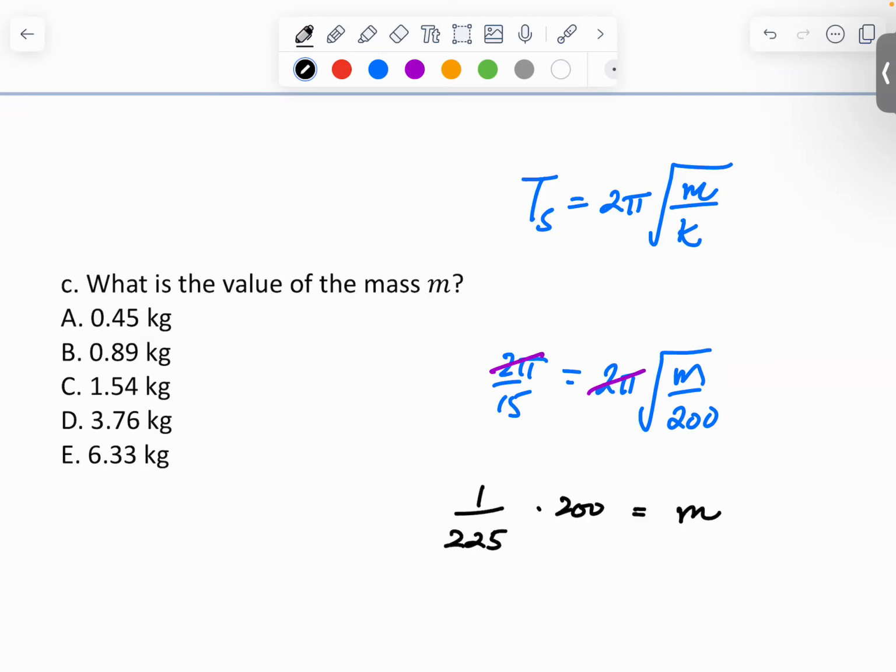So 200 divided by 225 is 0.889, or 0.89 kilograms. Now be aware that all the units in mass must be in kilograms. All the length units must be in meters. If you ever see any question that does not give you these two units, then you've got to adjust it and change it.